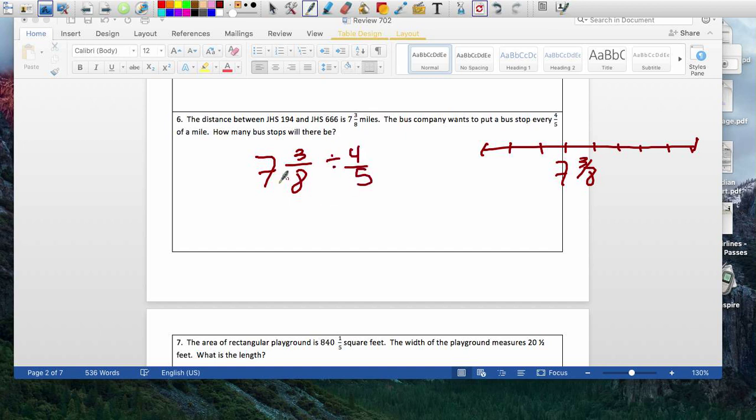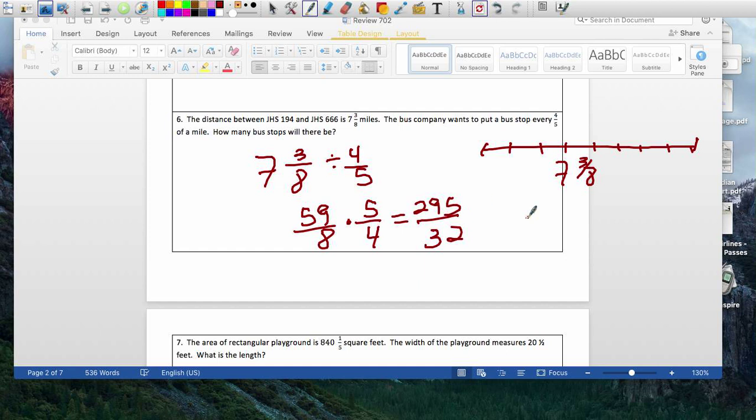Let me change. 56 plus 3 is 59 over 8. We're going to multiply by the reciprocal. We're going to get 5 over 4. Can we simplify anything? Oh, gee, we can't. So it's 32 at the bottom. 59 times 5 is 295 over 32.